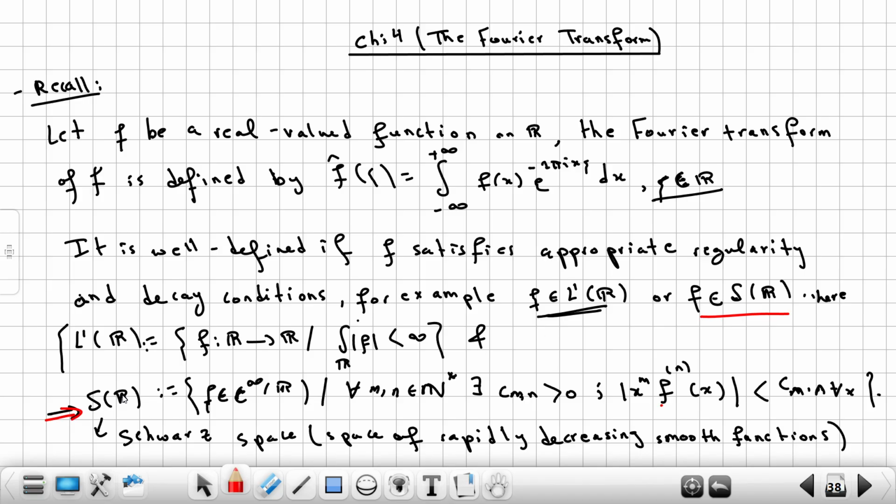Okay. Now the power of the Schwartz space over L1 is that the Fourier transform may disturb the regularity of the function. So if you have a function in L1(R), its Fourier transform may not be in L1(R). Okay, but if f belongs to S(R), then the Fourier transform, of course, belongs to S(R). That's an important remark or an important fact in Fourier analysis.